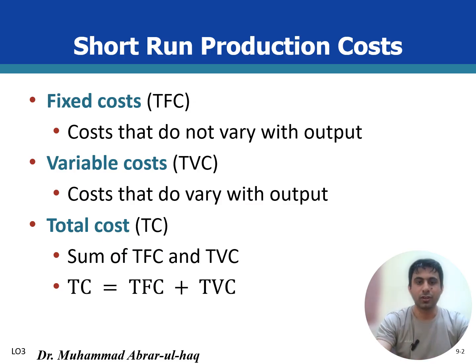Short run production cost. We have certain types of cost like fixed cost, variable cost, and the total cost in the short run period. That's the short run classification of cost. So in the short run, the cost can be variable or fixed. Fixed cost examples are rental payments, insurance premiums, interest payments. Those are fixed, not depending on the level of output; they are free from dependence on the output level.